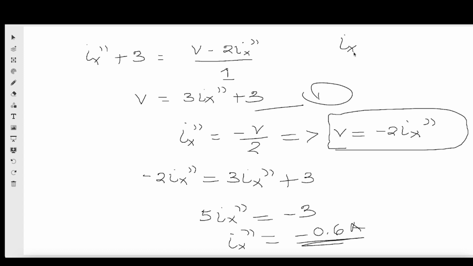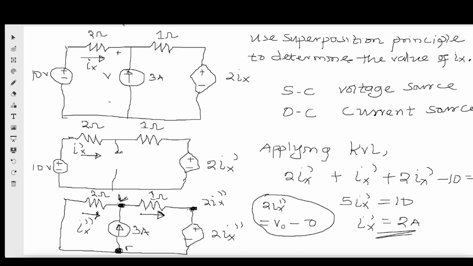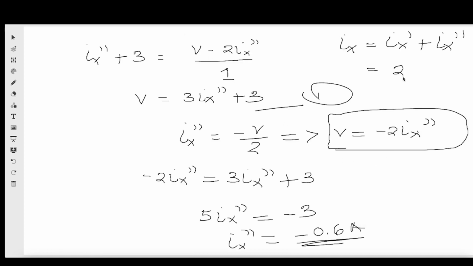So what does superposition say? Superposition says that Ix is equal to Ix prime plus Ix prime prime. And what do we get as Ix prime? We got Ix prime as 2 amperes, which is this. That is when we open the current source, that is when the voltage source is standing alone, and Ix prime prime is when the current source is standing alone. And we have 2 plus minus 0.6. Ix is therefore 1.4 amperes.